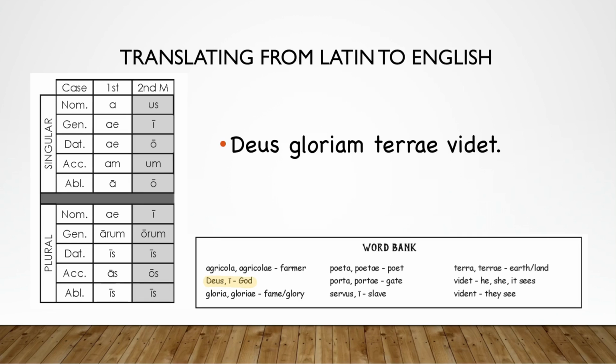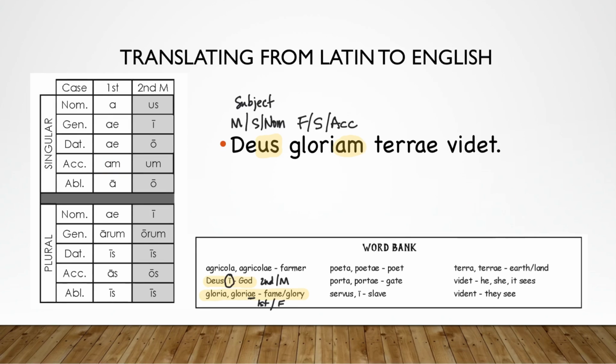Okay, so looking at that I, this is a second declension masculine noun. So that ending right there is going to be masculine, and then looking at our key, we see singular nominative. Alright, that means God is going to be the subject of this sentence. Next word, gloriam. We see it there in our word bank, gloria, gloriae. That's a first declension noun. And since it means fame or glory, it's not naming an occupation, then that means it's going to be feminine. So this is feminine, and then looking at our ending, the am, we see singular accusative.